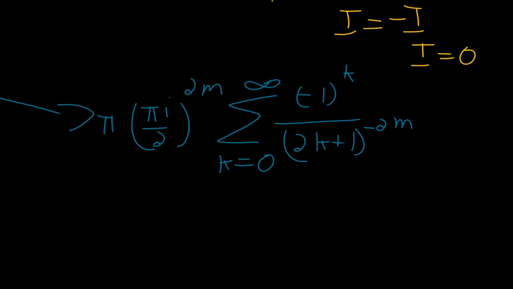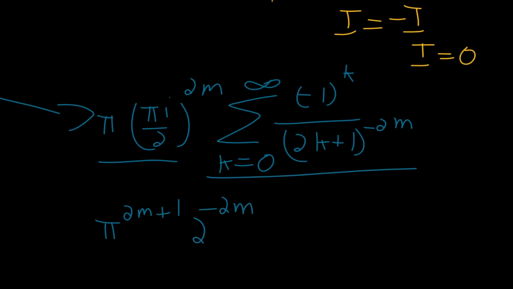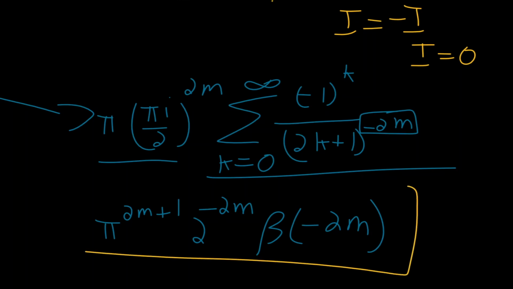But now we're in a very good position to just evaluate this integral expression. I'll start with this part right here, which is pi to the 2m plus 1, and then times 2 to the minus 2m. But then what exactly is this right here? That sum is just defined to be the Dirichlet beta function of the exponent right here, which happens to be beta of minus 2m.